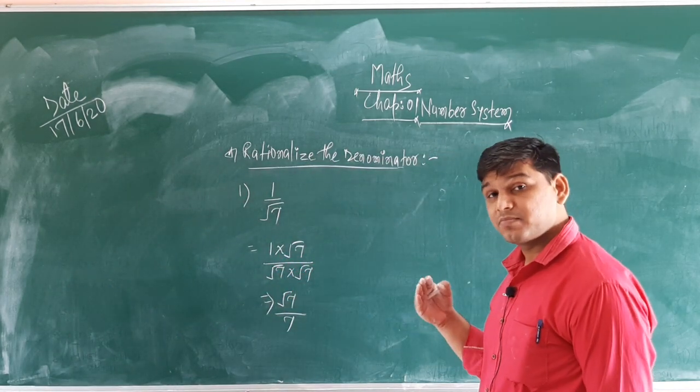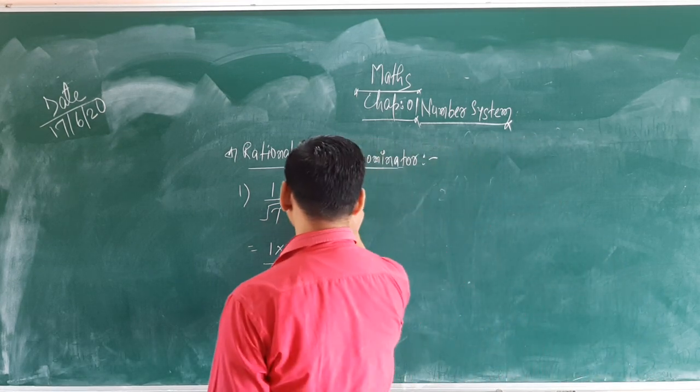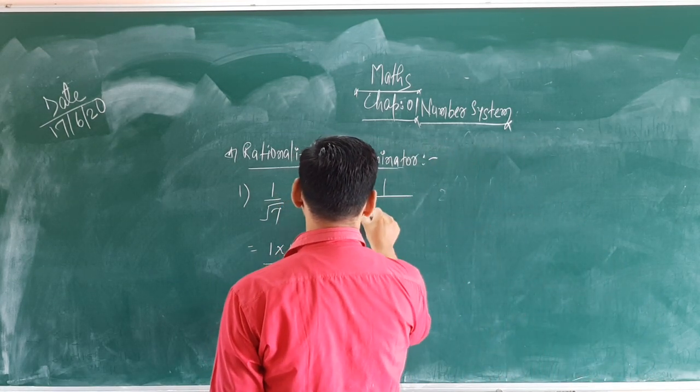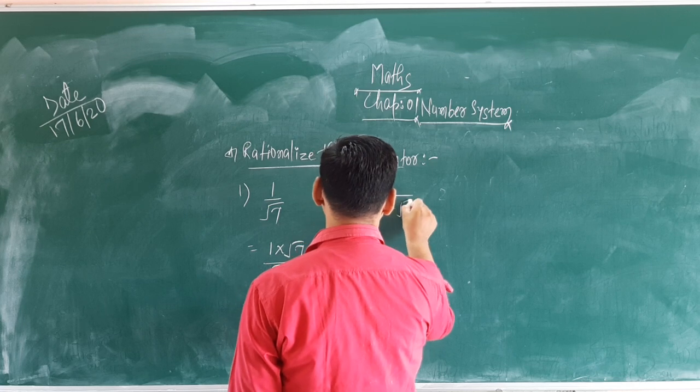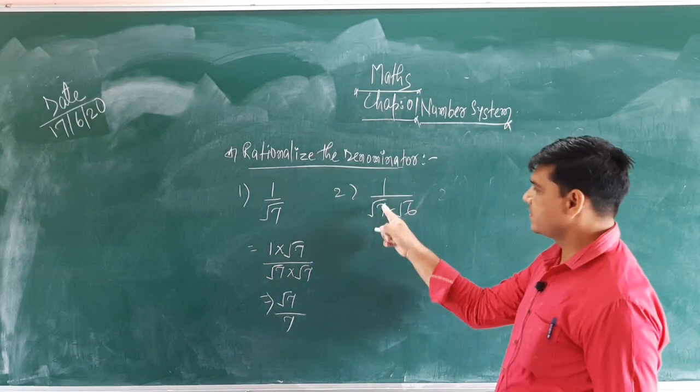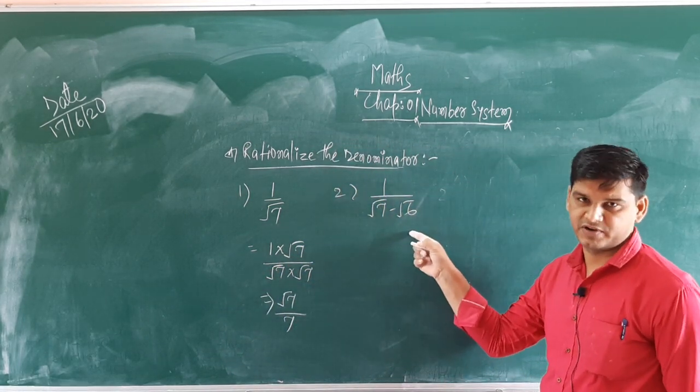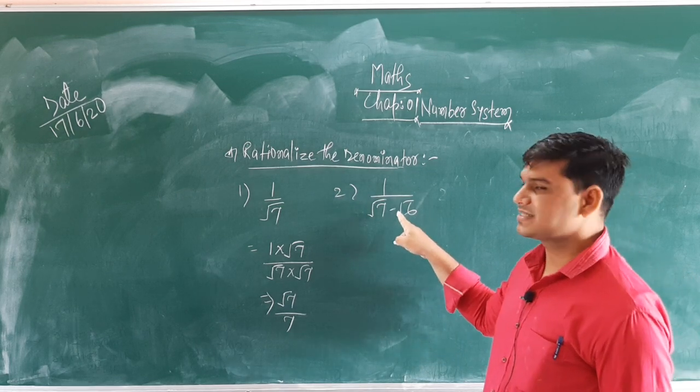But if there is a binomial, like 1 upon root 7 minus root 6, if the denominator is in the form of a binomial, then we have to look at the sign.